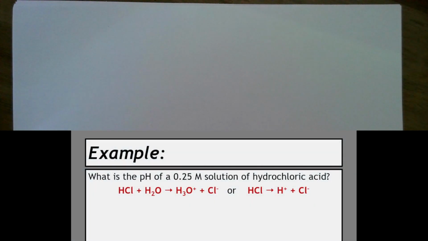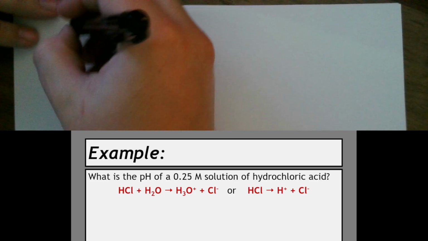Okay, what is the pH of a 0.25 molar solution of hydrochloric acid? Hydrochloric acid is one of our strong acids on our list, HCl.